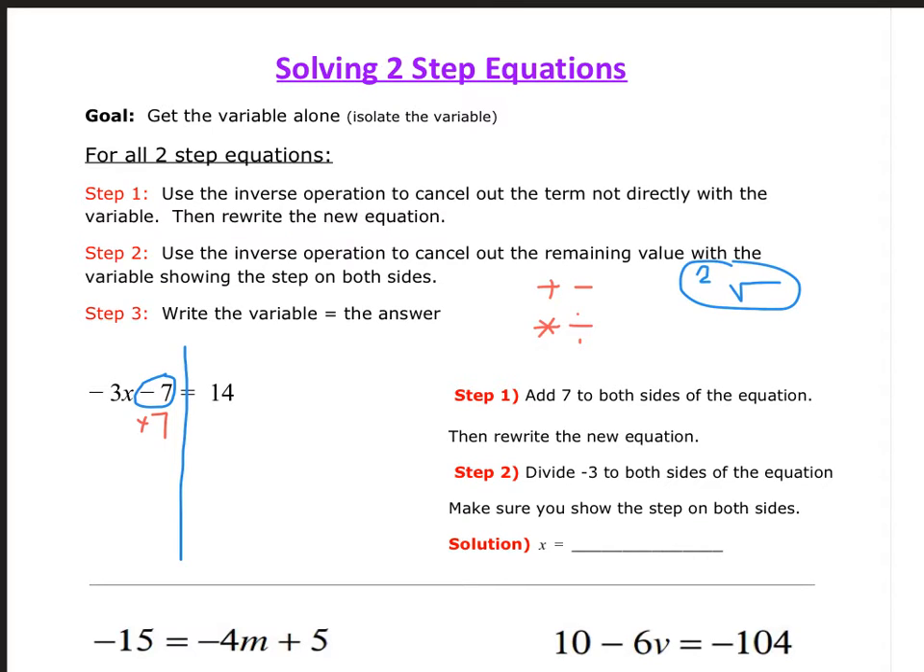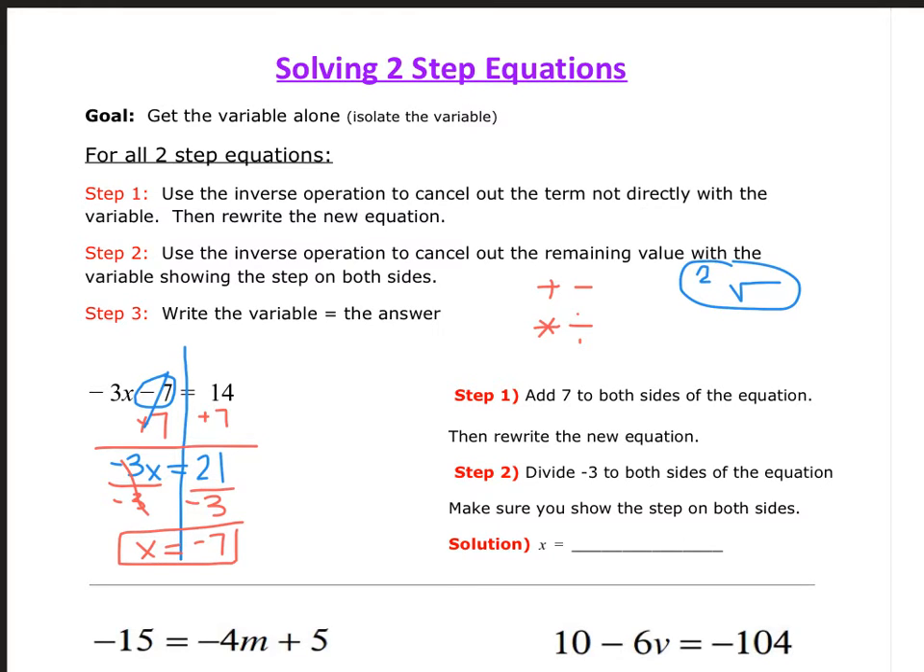Now what you do to one side of the equation, you have to do exactly the same on the other side. So now I'll bring down what is still here, so negative 3x equals 21. From here, looking at the side that has the variable, it says negative 3 times x, so the inverse operation of multiplication is division. So I'm going to divide both sides by negative 3, and x will equal negative 7. That would be your answer.